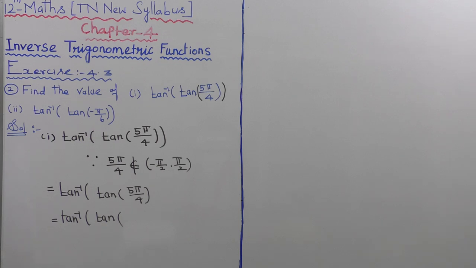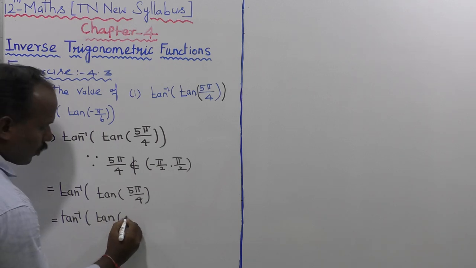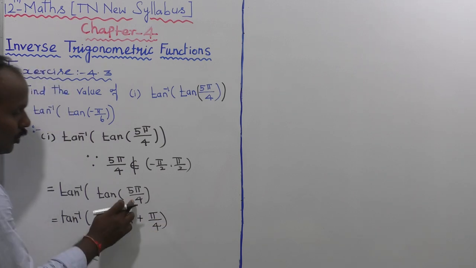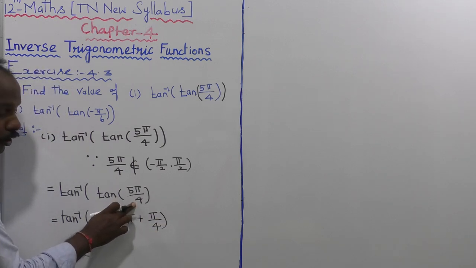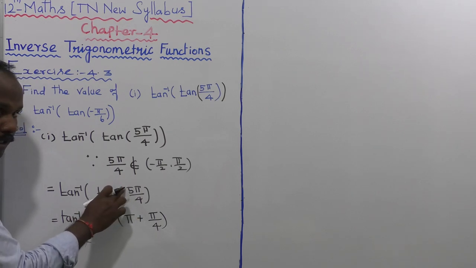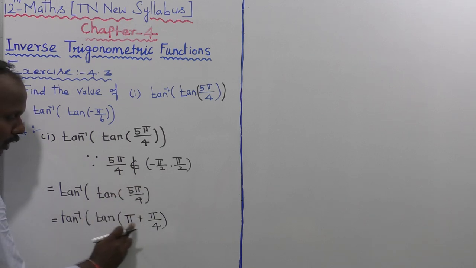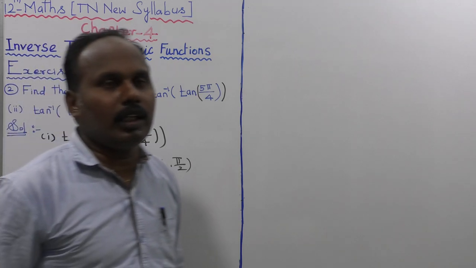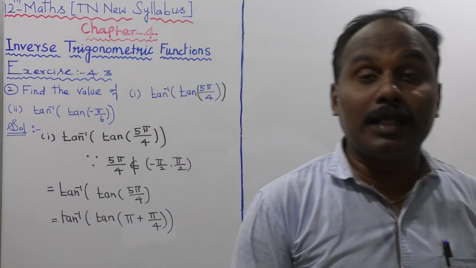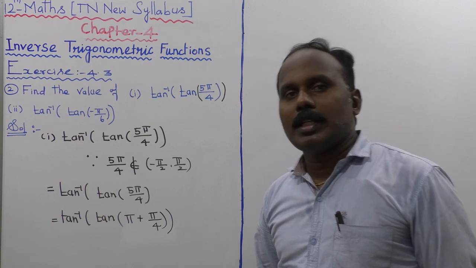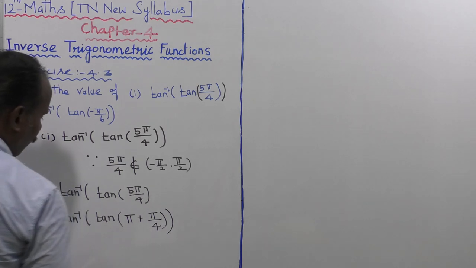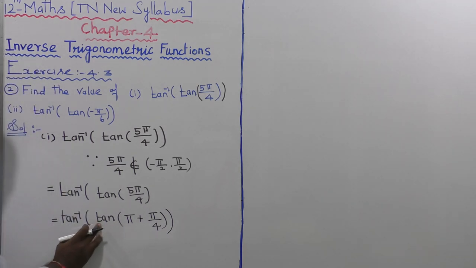We can convert this to pi plus pi by 4. Already this was discussed: if the denominator value is bigger and the numerator value is smaller, then minus; if the denominator value is smaller and the numerator value is bigger, then definitely plus. So this one is 180 plus theta. 180 plus means which quadrant? The third quadrant. In the third quadrant, which one is plus? Tan theta. So in the third quadrant, tan theta is plus, this one tan theta.